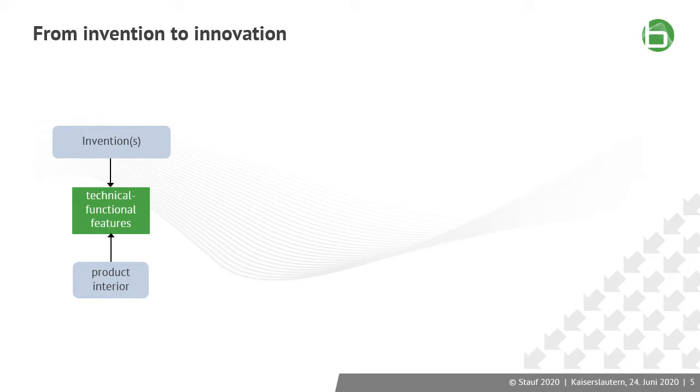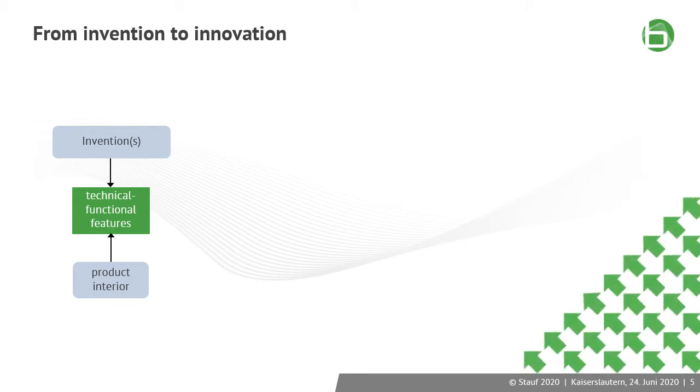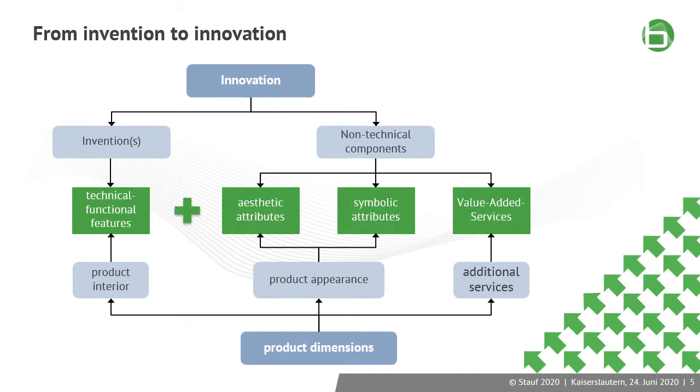We need a change of perspective because this one-dimensional perspective must be abandoned in favor of a holistic view that focuses on innovation as a whole, which is to be understood as a bundle of technical and non-technical components. As you can see here in the figure, we do not only have our invention, the technical functional features of the product interior. We also have non-technical components like product appearance and additional services. We can use the wide range of product dimensions to start from when we talk about protection of innovation.